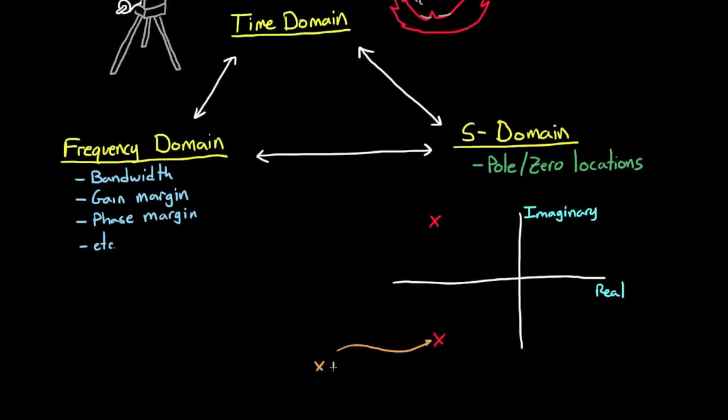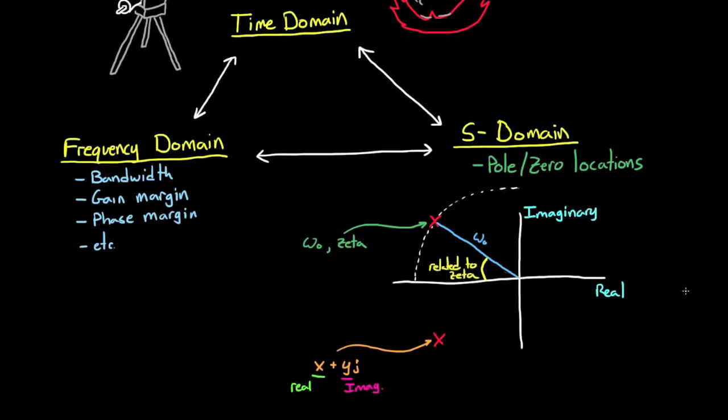But before we talk about that, let's talk about how we define the locations of the poles and zeros. We can define them in rectangular coordinates as the real and imaginary component, or we can define them in polar coordinates as the damping ratio and the natural frequency, where again the damping ratio is related to that angle of the line off the negative real axis.